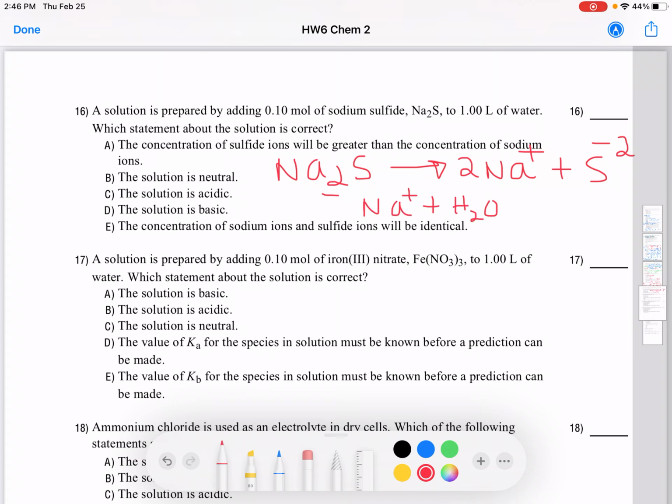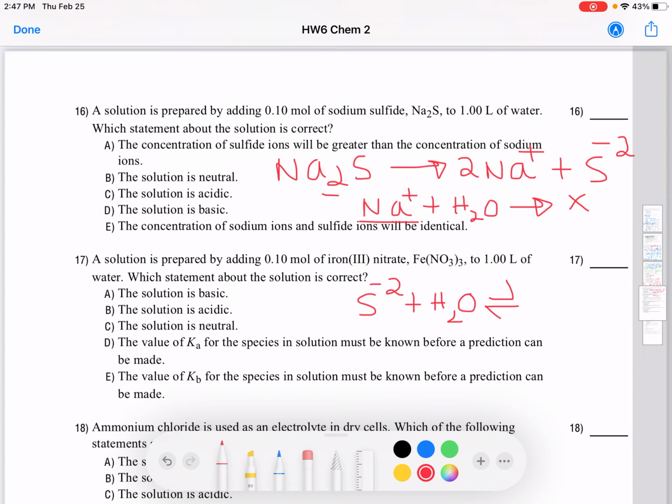Sodium is a cation from a strong base, sodium hydroxide. Can sodium ion, positive ion, with water form sodium hydroxide? No. So a cation of a strong base is not going to react with water. So then we're going to look at sulfide ion. Sulfide ion with water, what is it going to form?